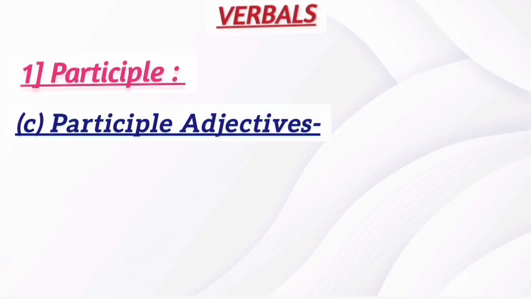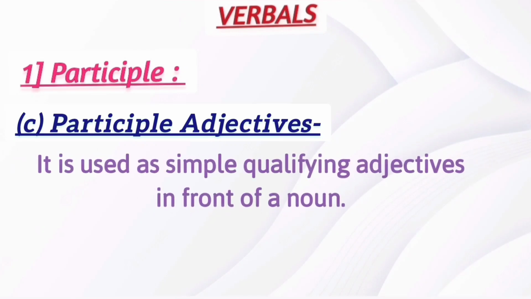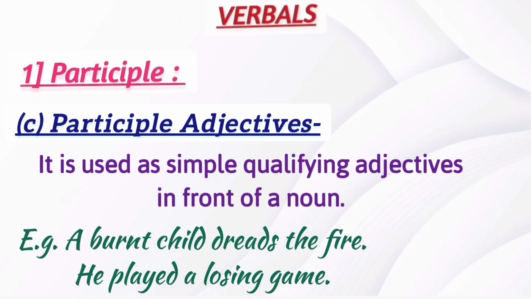The third type of participle is participle adjectives. Participle adjectives are used as simple qualifying adjectives in front of a noun. For example, a burnt child dreads the fire. He played a losing game. Here the words losing and burnt are qualifying the noun used after them, but they are verbals, that is, they are verbals because they are acting as an adjective.